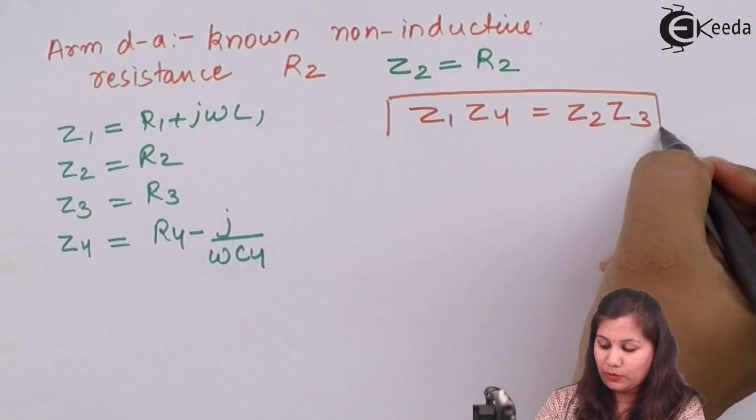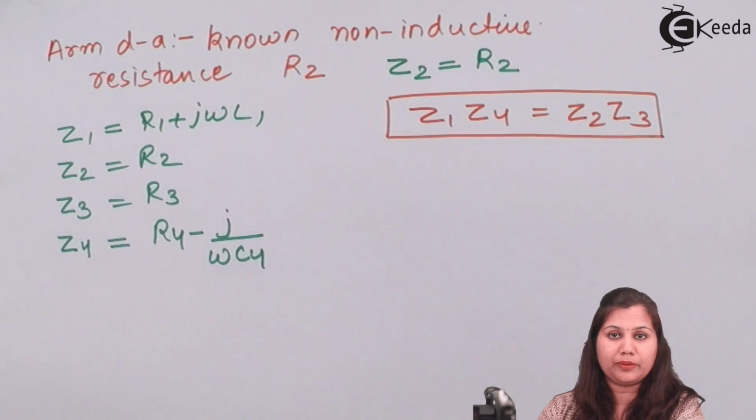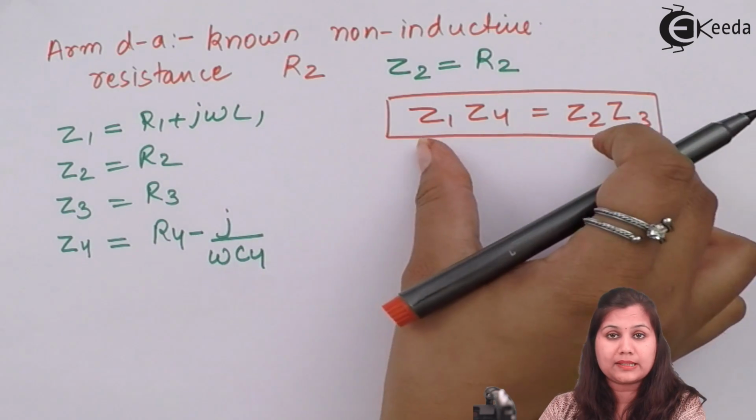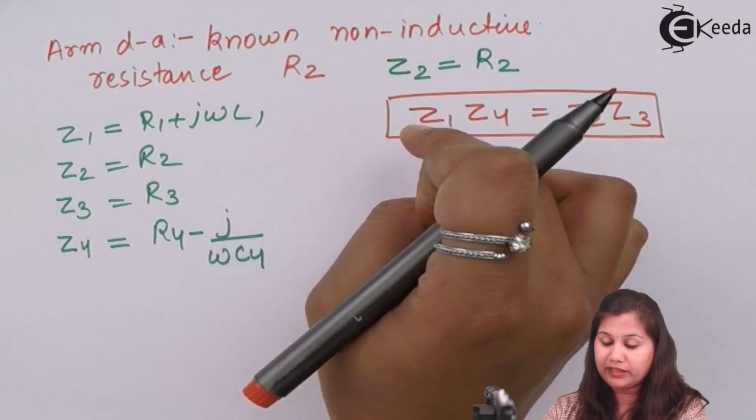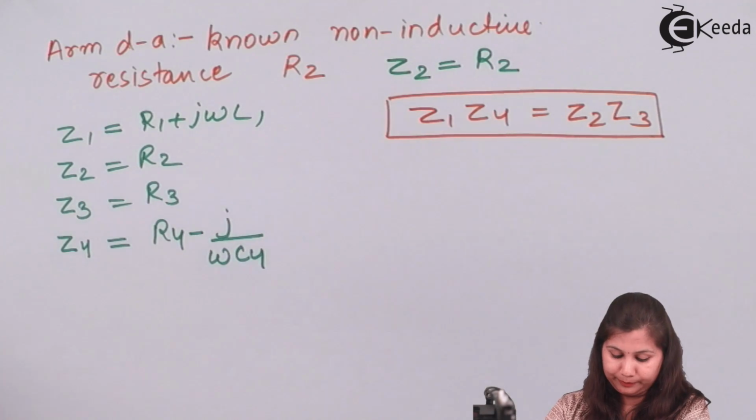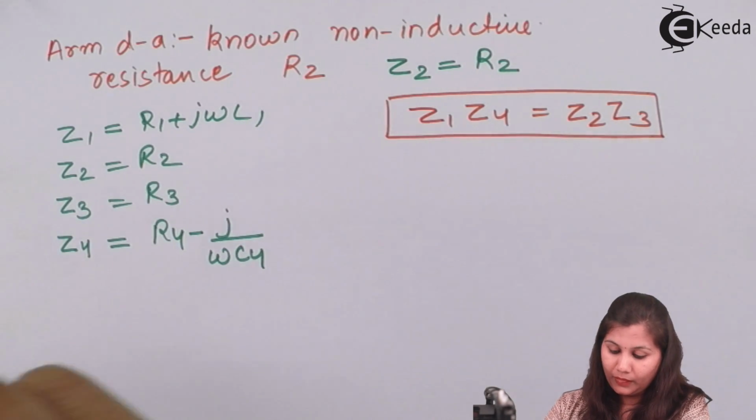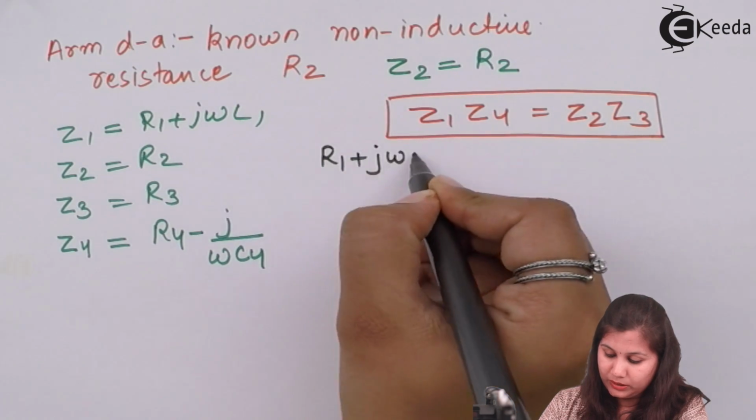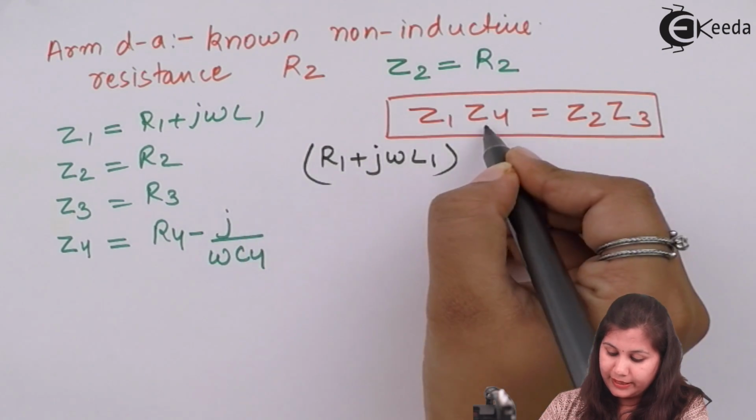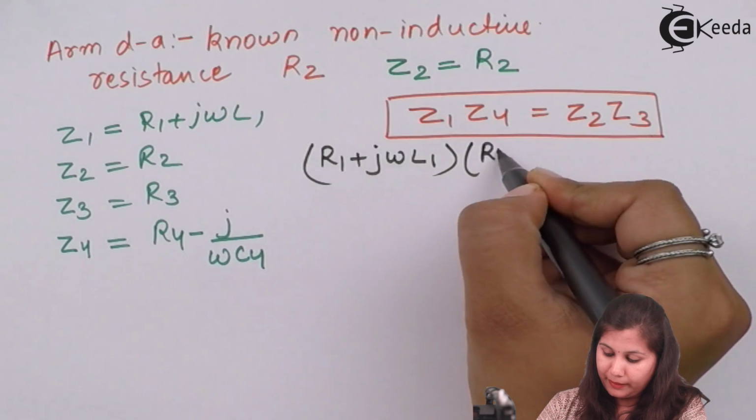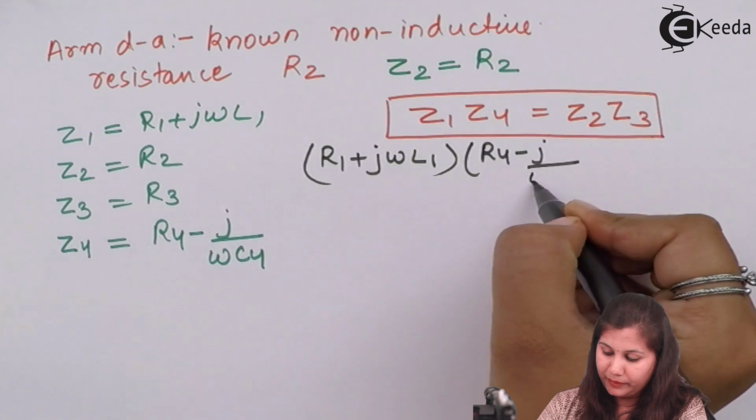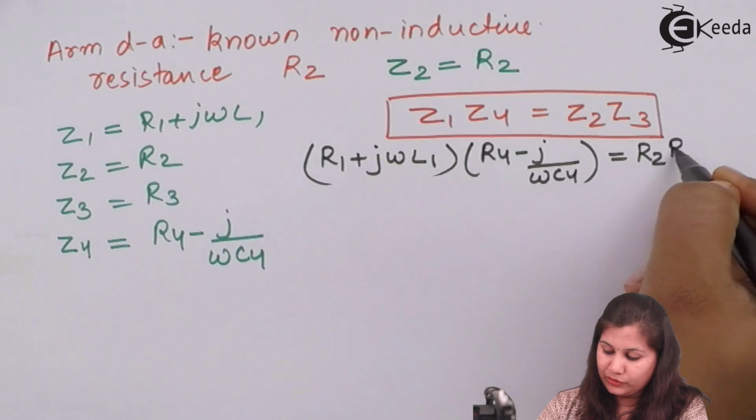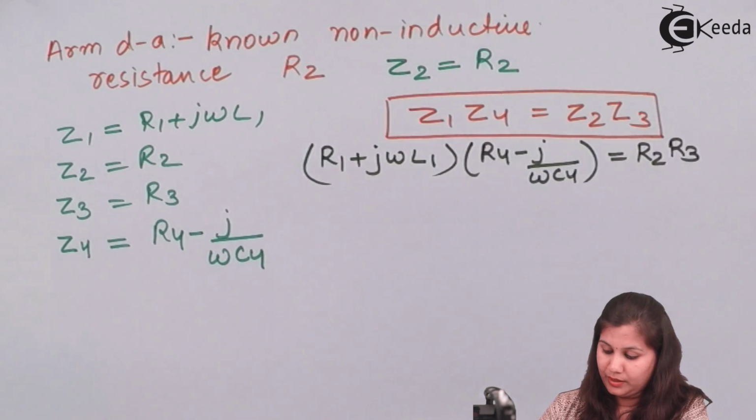Now the balance equation was Z1 Z4 equals Z2 Z3. This was the balance equation of an alternating current bridge. So we are going to put the value of these impedances in this balance equation and then we will get the value of Z1. Z1 is R1 plus j omega L1. Z4 is R4 minus j upon omega C4. Z2 is R2 and Z3 is R3.